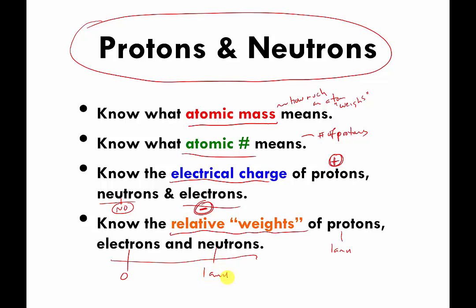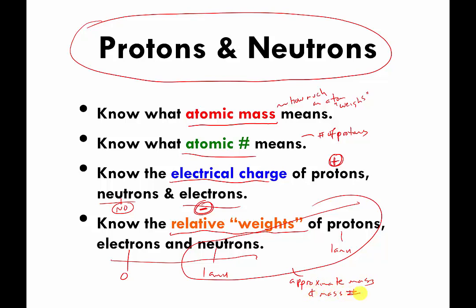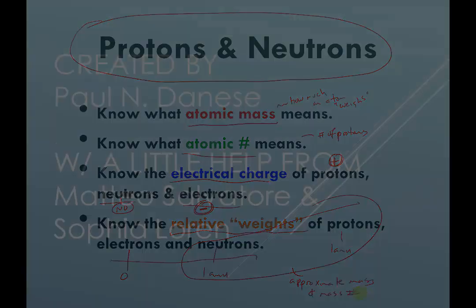Then you should know how to use protons and neutrons to figure out approximate mass and mass number. And that's it. Don't forget about isotopes and average atomic mass, but that is it. Next, I think we go on to electrons.